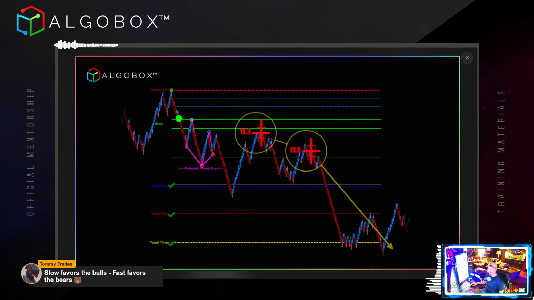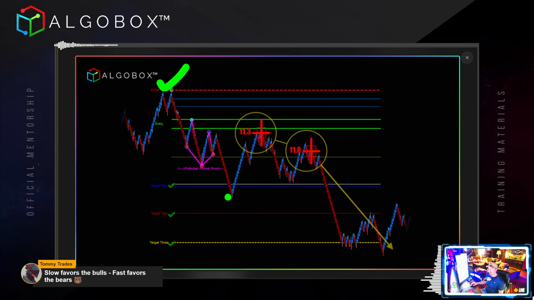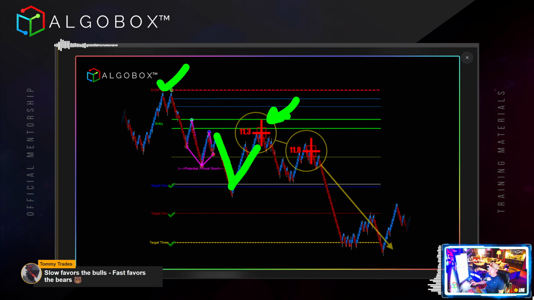Okay, so here we go. Another one. We've got the trap. Yes, looks like we're going to the long side. Trap, don't think so. Now we're coming down. J-hook shows up. Boom, all the way to target 1. Now we've come back and just missed the entry one.